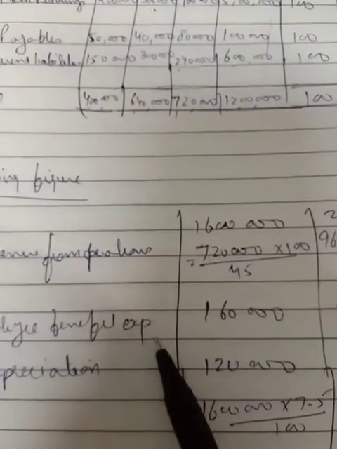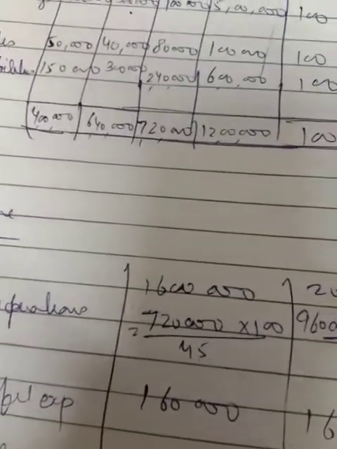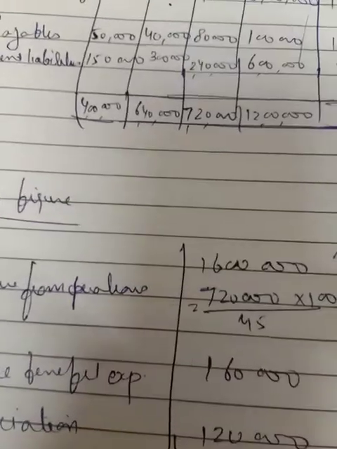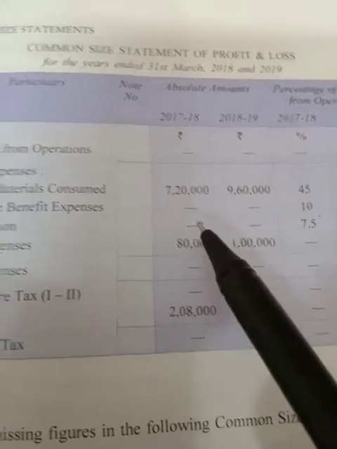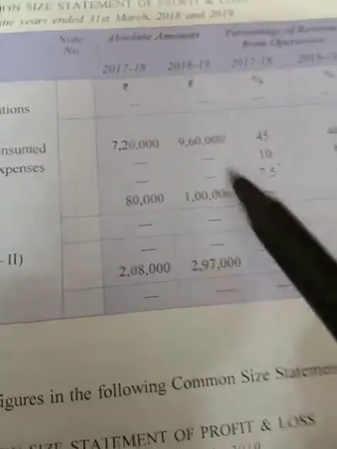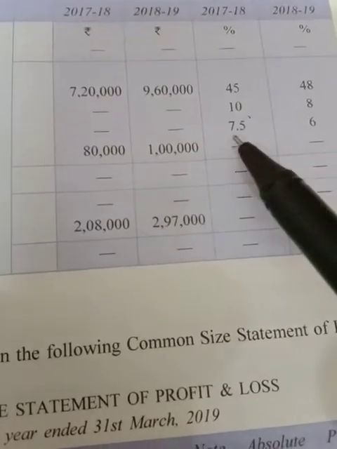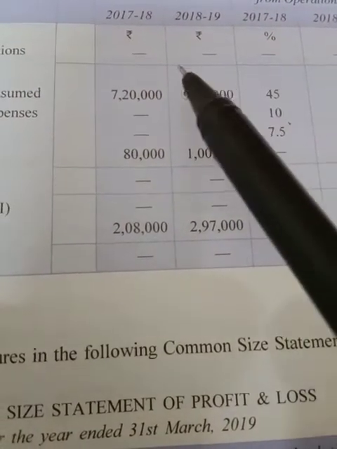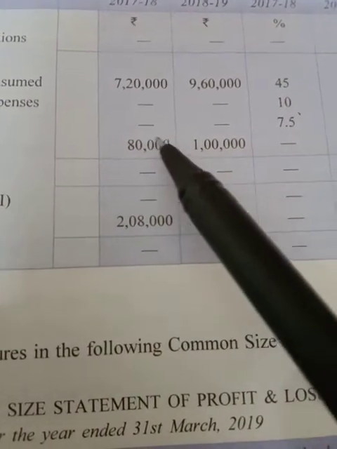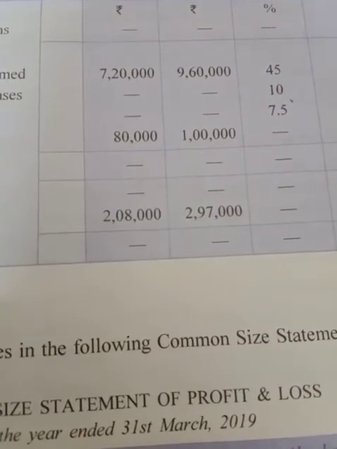Now employee benefit expenses is missing here. The employee benefit expenses percentage is given as 10 and 8. Since you now have the revenue from operation, that is 16 lakh into 10 by 100, and here 20 lakh into 8 by 100, you will get the employee benefit expenses 1,60,000 and 1,60,000. Now the depreciation part you can also calculate. 7.5 is the percentage given. So 20 lakh into 7.5 by 100, there you will get the depreciation 1,50,000, and here 20 lakh into 6 by 100 you will get the depreciation 1,20,000.